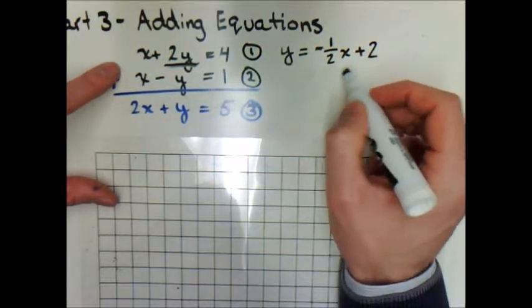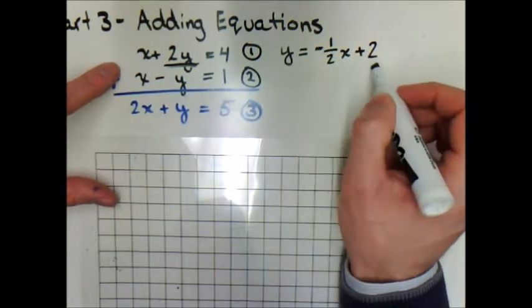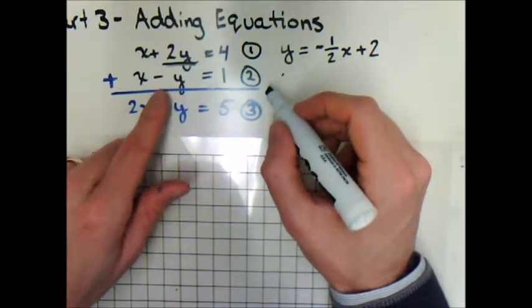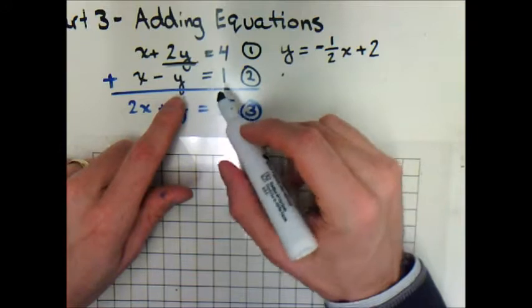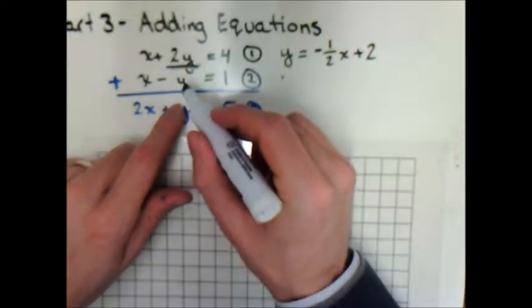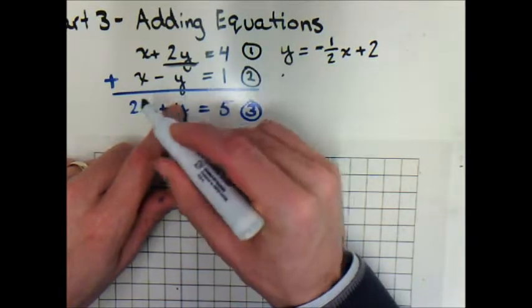Now I put it in the right form, y equals mx plus b. Equation 2, I have negative y, so I'm going to add y to both sides, and I'm going to subtract 1 from both sides. So I'm going to have y equals x minus 1.